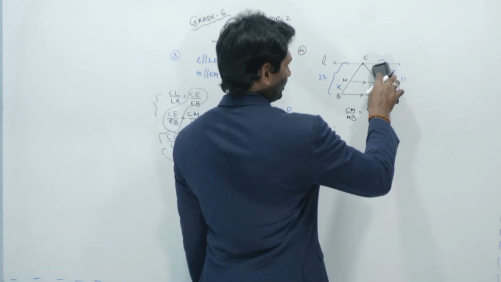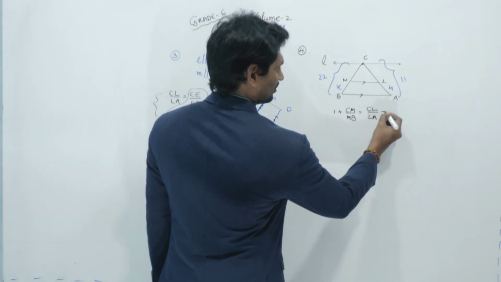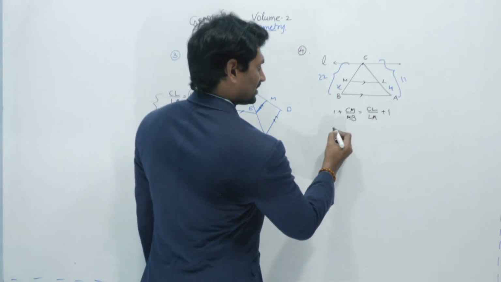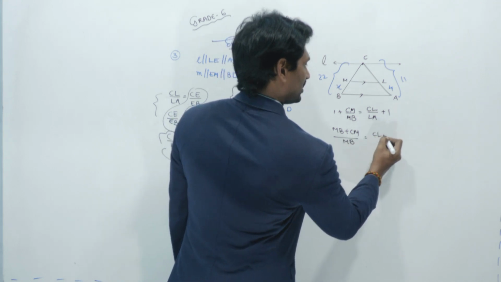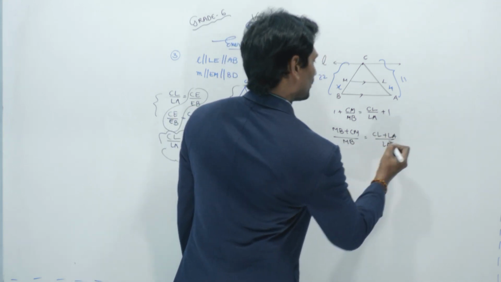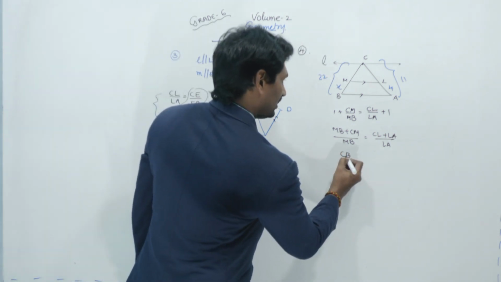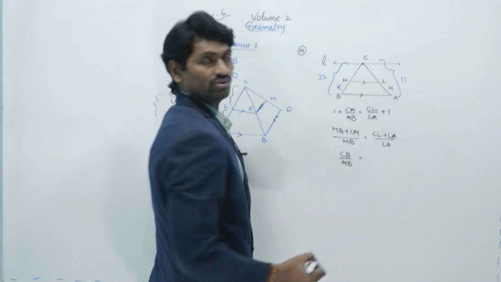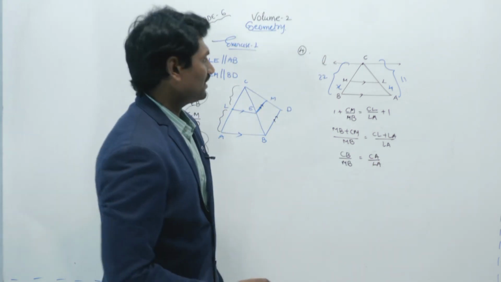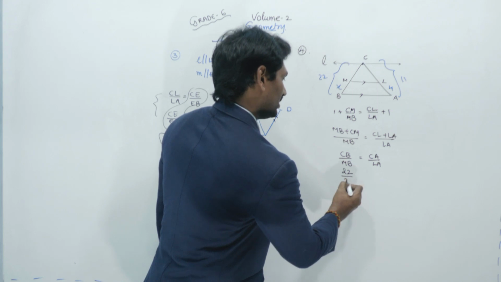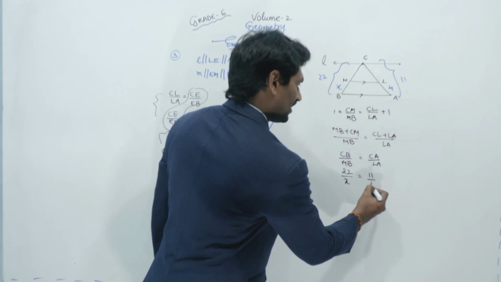We know that the total length CA is 11 centimeters. Try to add 1 on both sides. That means (MB plus CM) by MB equals (CL plus LA) by LA. And MB plus CM is nothing but CB. So CB by MB equals CA by LA. Substitute the values. CB is 22 and MB is X. CA is 11 and LA is 4.